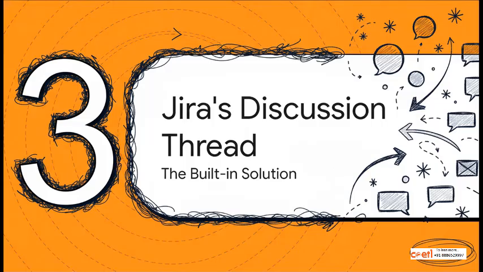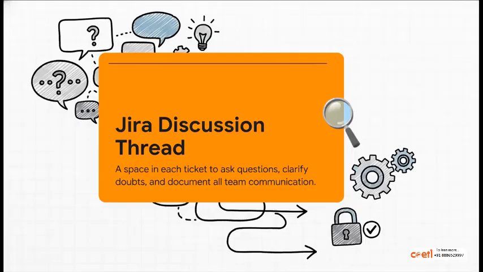Okay, so how do we get out of this mess? Well, the answer is actually way simpler than you might think, and it's built right into the tool you're probably staring at all day, Jira's Discussion Thread. So the discussion thread, the comments section, it's basically this built-in chat room for that one specific task. It's the perfect place to ask all those questions, get your doubts cleared up, and most importantly, keep the entire conversation about the work with the work.